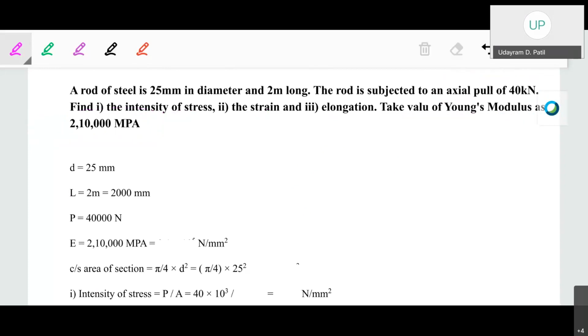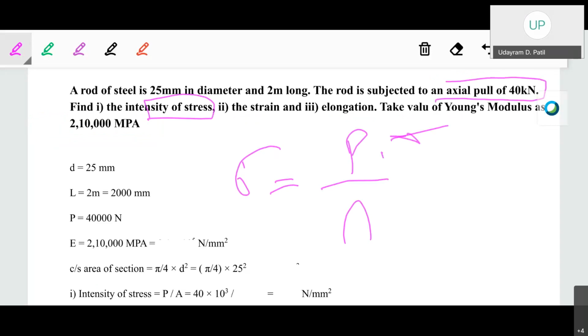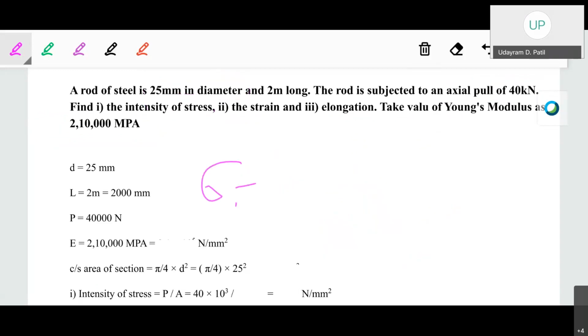Okay. Now first we have to calculate the intensity of the stress. We already know that the stress, that is sigma, equals P divided by A. P is given, that is the load is given as 40 kilonewton, and the area is not given, but the diameter of the particular rod is given. Therefore by the diameter we can easily calculate the area of the particular section. So first we can easily calculate stress.